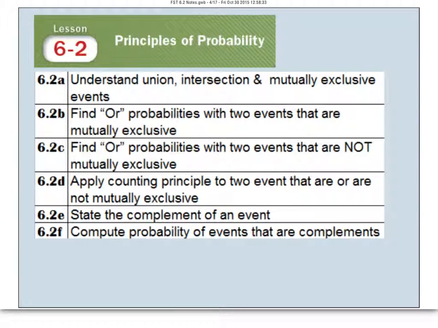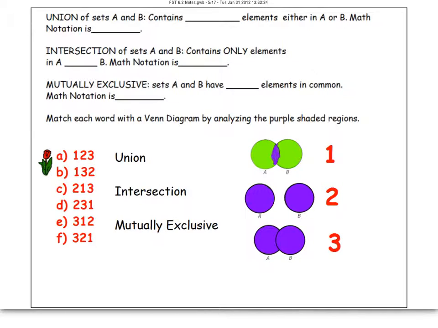In Learning Objective A, we're going to talk about Venn diagrams and look at union, intersection, and mutually exclusive events. If we define what these all mean, the union of sets A and B means that the two sets contain all the elements either in A or B. The math notation for union looks like this: A, and then a capital U, B.